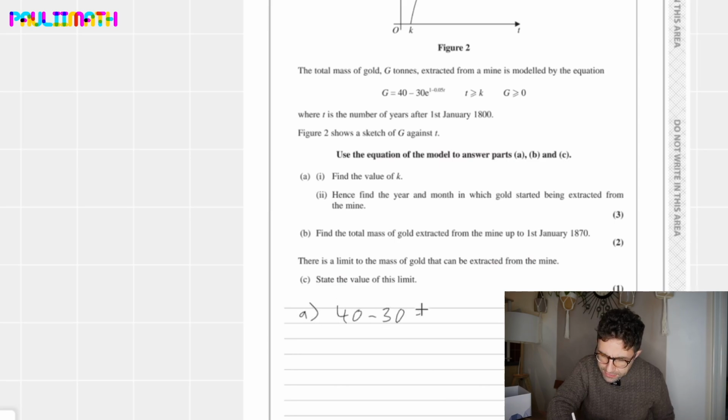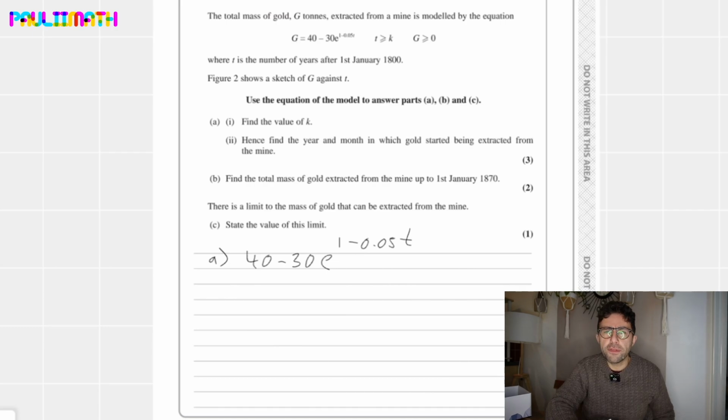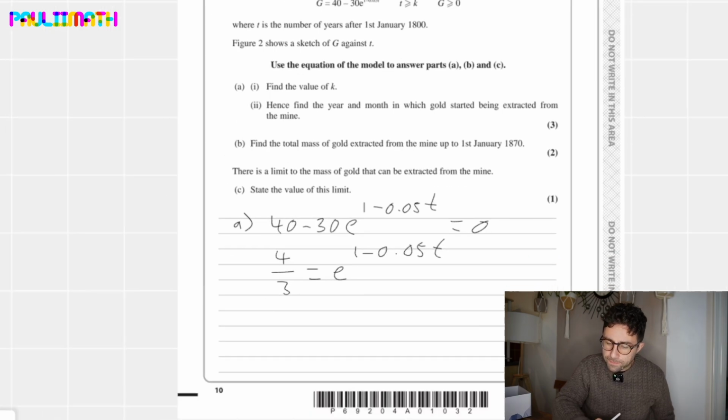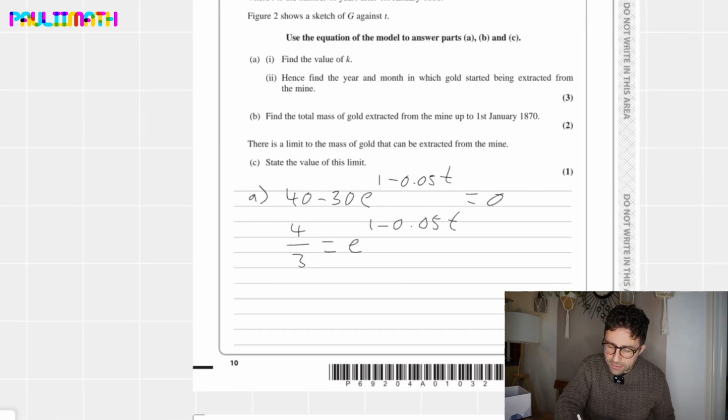40 minus 30 e to the 1 minus 0.05t, funky equations people are coming up with in this day and age, equals 0. So a couple of lines of work and you'd get 4/3 equals e to the 1 minus 0.05t. This is your moment to shine. Take ln of both sides.